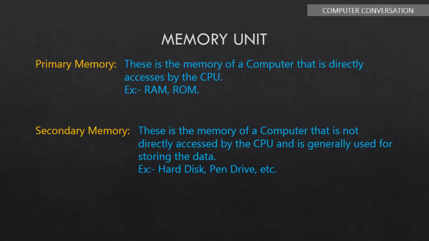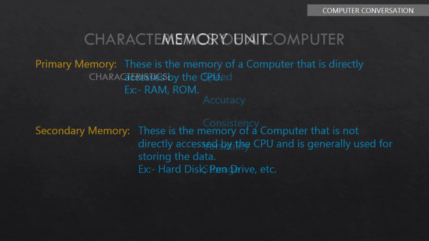Now, secondary memory is the memory that is not directly accessed by the CPU. These are the memory external to the computer. Examples are hard disk, pen drive or flash drive, etc.